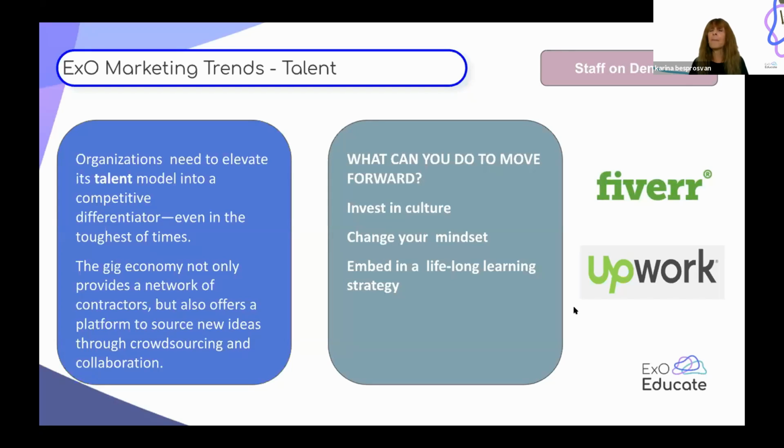But first of all, think about the culture. What is your culture, and how are you going to use these different platforms that are going to have relationships that last for years? Second, you need to change your mindset as well. Okay, I am not going to have all the talents, all the people in-house. I need to go outside and use different people just to help me. So this is a change in the mindset.